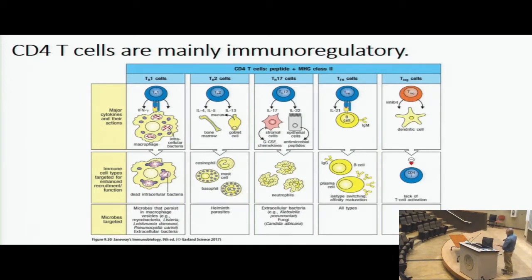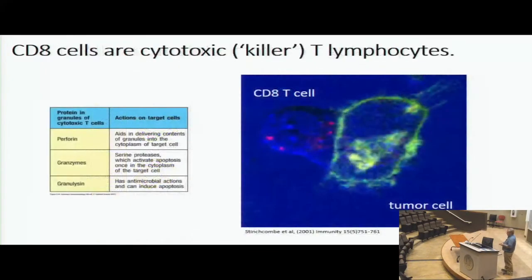Okay, so the take home there is that there's lots of different types of CD4 cells. CD8 cells, on the other hand, are very limited. There is really only one subset, and these we call cytotoxic T lymphocytes, and they kill virus-infected cells or tumor cells, and they do that by releasing components inside the granules. You'll see a CD8 T cell. The granules have been labeled red there, and they contain things like perforin, and as the name suggests, perforin makes little holes in the membrane.